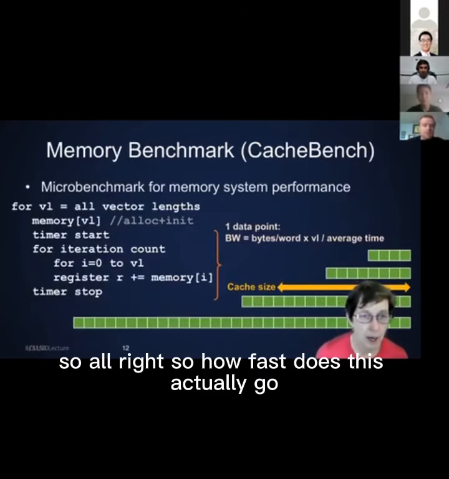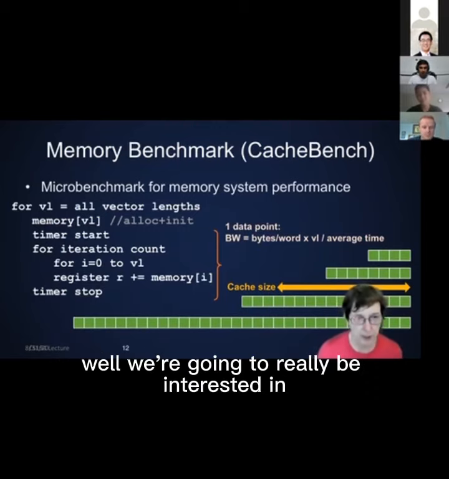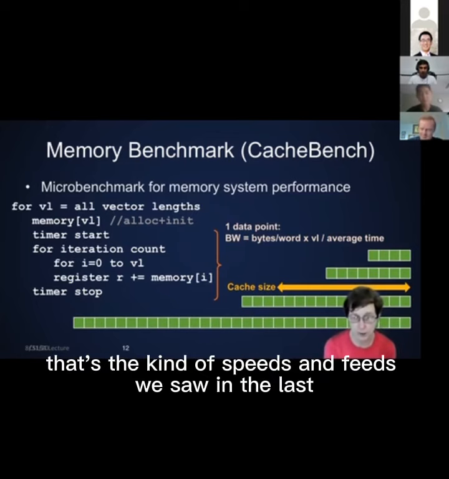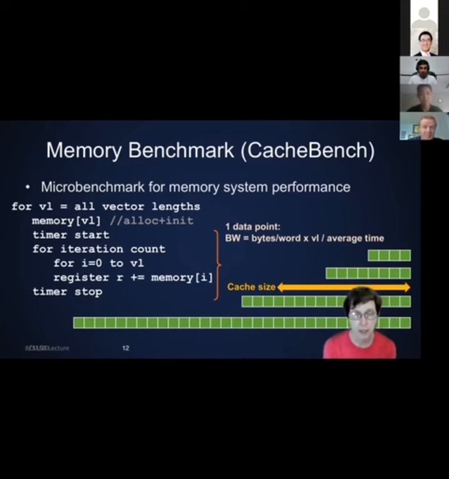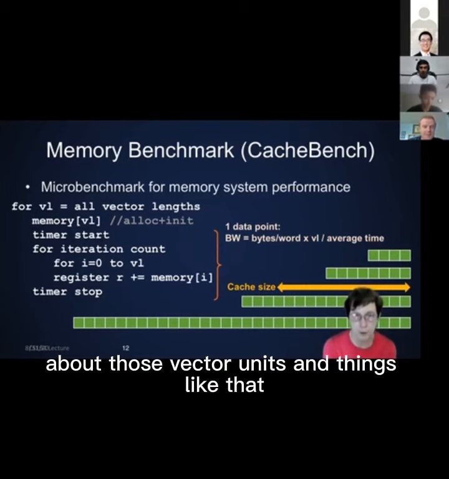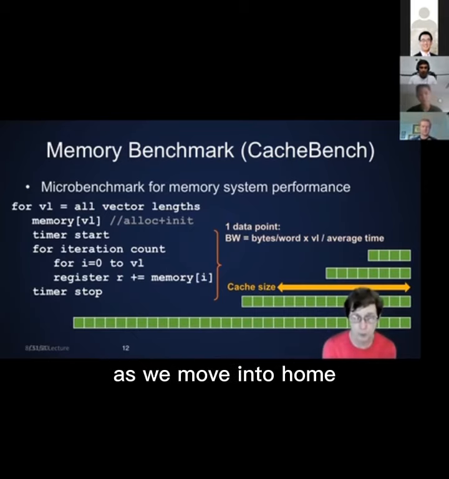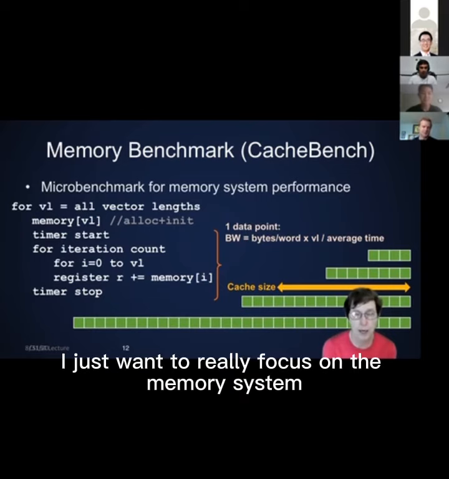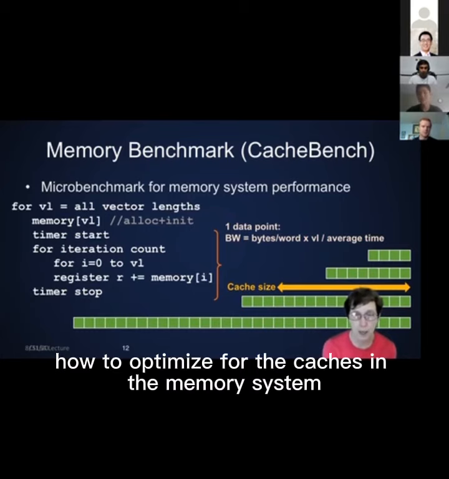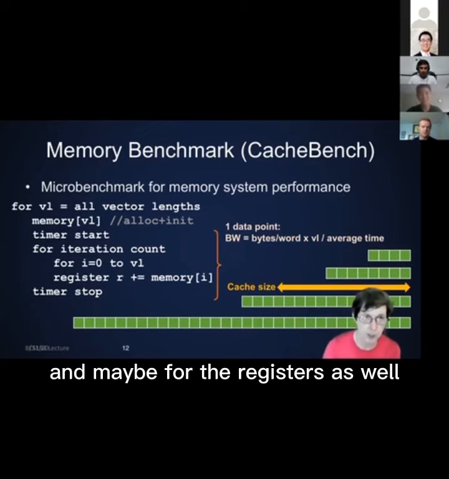So, all right, how fast does this actually go? Well, we're going to be interested in a couple of different things. One is how fast is the processor itself? That's the kind of speeds and feeds we saw in the last slide. What is the flop rate? And we'll talk in a lot more detail about those vector units and things like that a little bit later in the next week or so. But right now, I just want to focus on the memory system, because the first thing we're going to focus on is how to optimize for the caches in the memory system, and maybe for the registers as well.